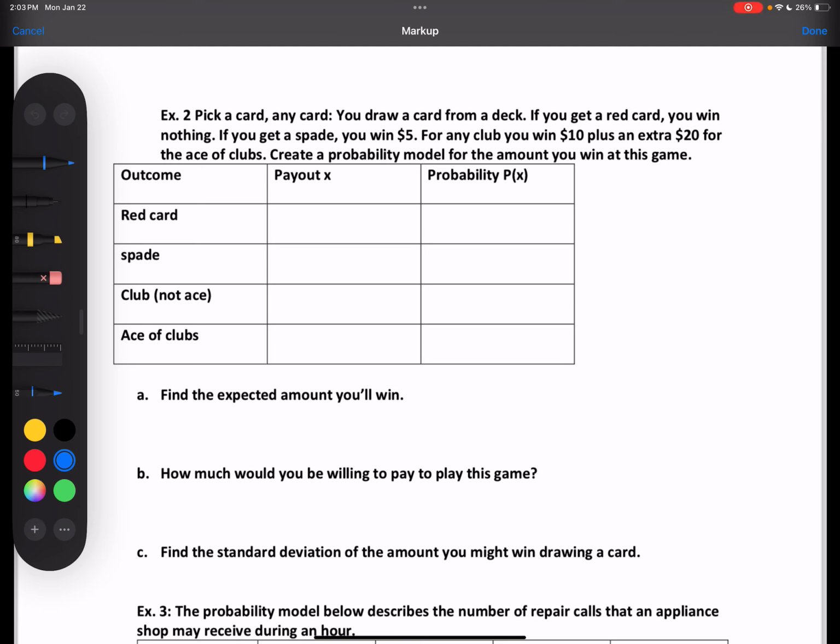That's already a win. All right, so red card, nothing. 0. Spade, $5. Club, not an ace, $10. Ace of clubs, $30.